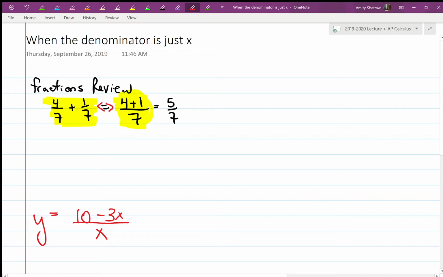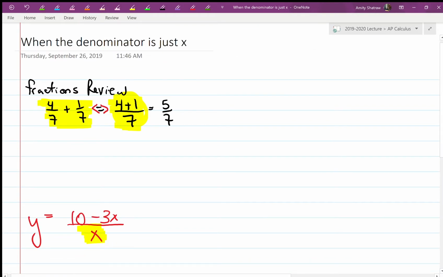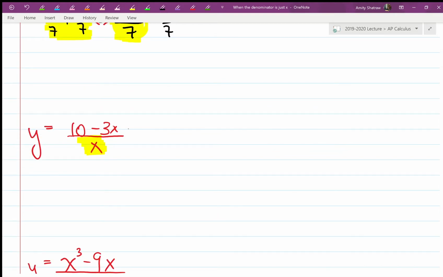I think it's important to us when we try to take the derivative of something that looks like this. I have a common denominator of x. The title of these notes is when the denominator is just x. If you just see x in the denominator, you could say to yourself, well, that's a common denominator, and I want to turn this into my fractions problem. This is 10 over x minus 3x over x. As soon as you do that, hopefully you will have a clue on how to take the derivative of it.